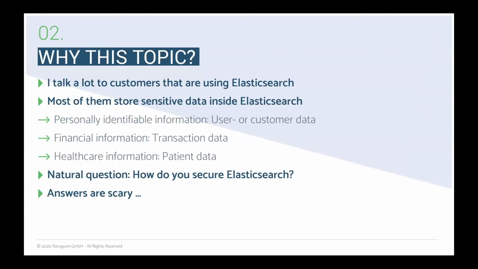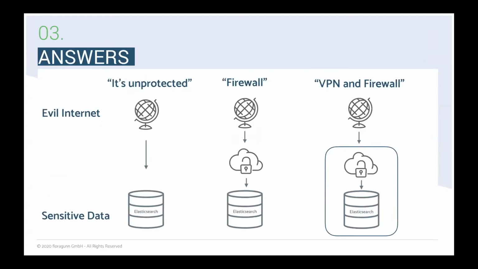And my first question is always to the customers, how do you actually secure your Elasticsearch installation? And the answers, even from bigger companies, are sometimes very scary. Some companies just have it completely unprotected. Some companies say, well, we are behind a firewall. That's all we need because we trust our employees. And sometimes they have a VPN and a firewall, which is basically the same, to say, well, we're in a secured area and anything that happens inside our secure perimeter is inherently safe.